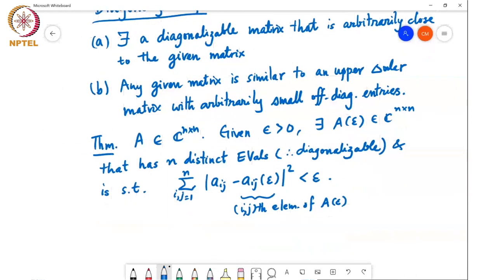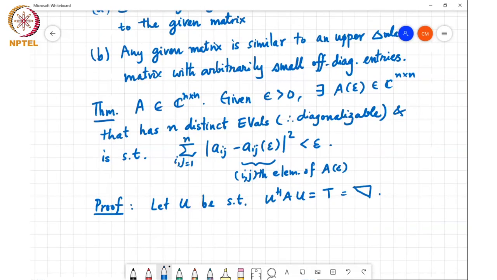Okay, so this is the result. Basically, it doesn't matter if a matrix is not diagonalizable. You can find a matrix that is arbitrarily close to it and is also diagonalizable. The proof is actually quite straightforward. Since A is n cross n, there is a U such that U Hermitian A U is equal to T, which is upper triangular. That is Schur's theorem.